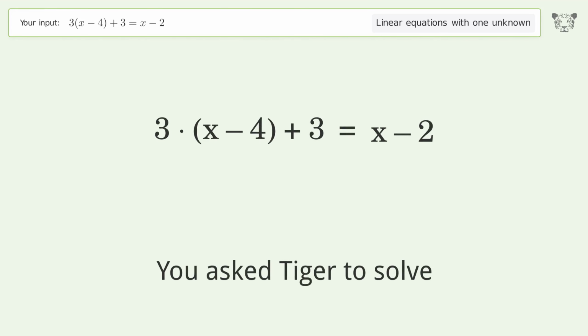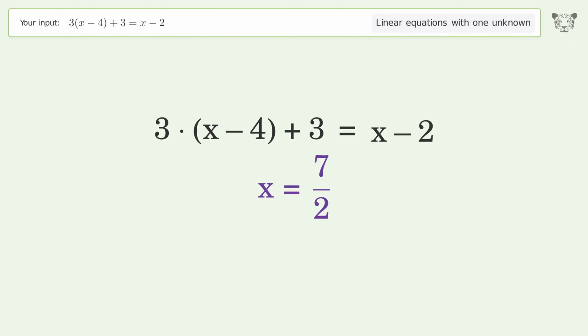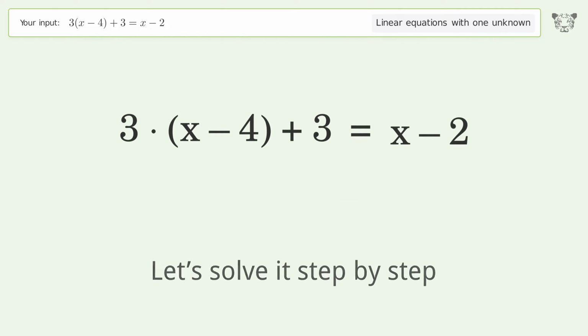You ask Tiger to solve. This deals with linear equations with one unknown. The final result is x equals 7/2. Let's solve it step by step.